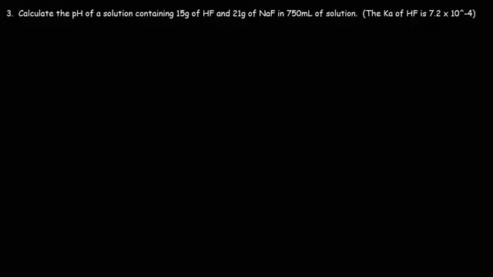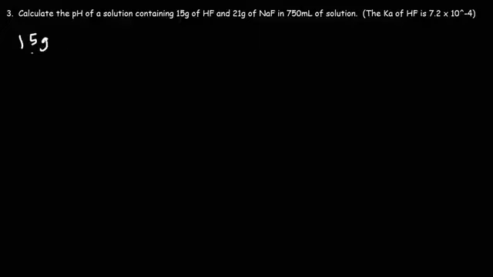Number 3, calculate the pH of a solution containing 15 grams of hydrofluoric acid and 21 grams of sodium fluoride in 750 milliliters of solution. So once again, we have a buffer solution, but this time we're given the grams of the acid and the base. Before we had the molarity, and during the second problem we had the moles. For this one, all we need to do is convert grams to moles, and then we could use the buffer equation. So let's do that first.